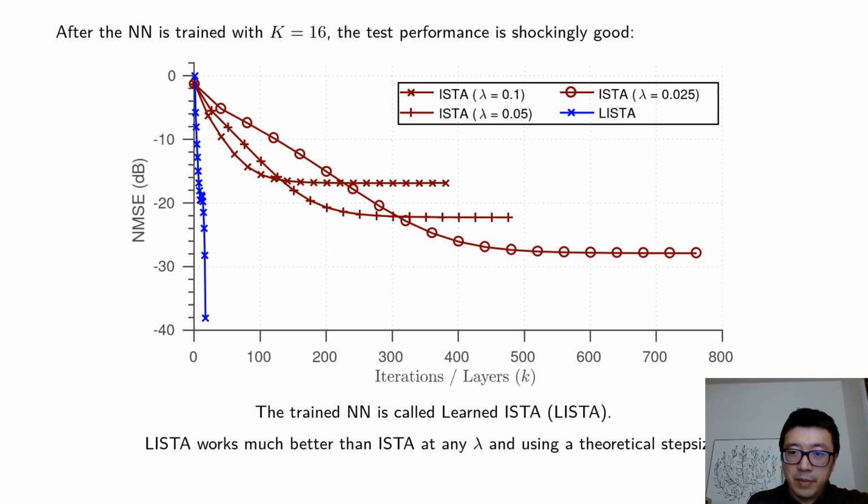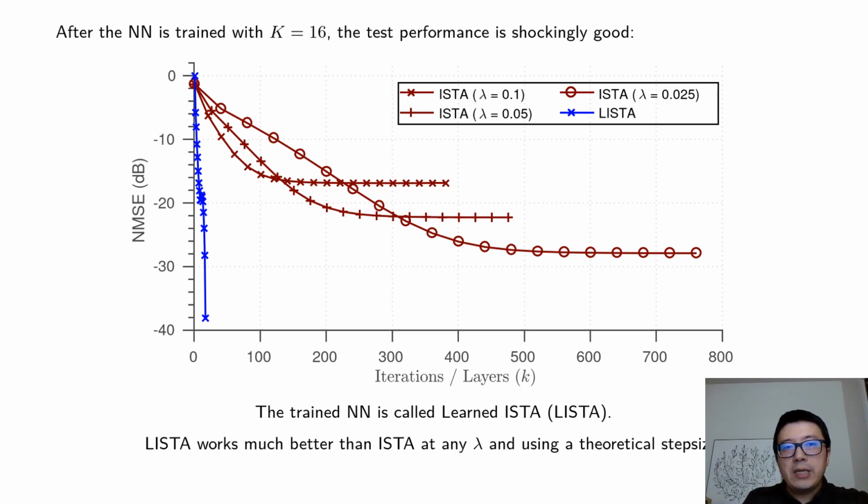And they found amazing results. First of all, they only fixed K to 16. In other words, there are only 16 iterations of their method, or 16 layers of their neural network. And in this graph, the horizontal axis is the number of iterations or number of layers. The vertical axis is the normalized mean square error in dB. In other words, it's in the log scale.